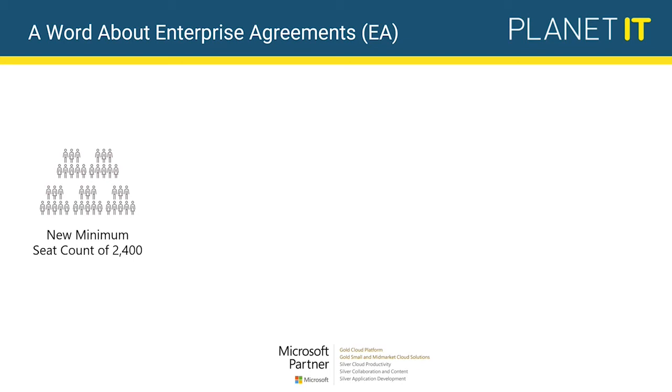The minimum seat count for an enterprise agreement is increasing from 500 to 2,400. If you are less than 2,400 users, you have no choice but to move to CSP. For example, if you're a 1,200 user organization that currently has an enterprise agreement, you will have to move to CSP moving forward. Note that it may be possible to terminate an enterprise agreement early and take advantage of the price lock-in cut-off date of the 17th of October, but you will incur a 25% early termination fee on the remaining subscription value.